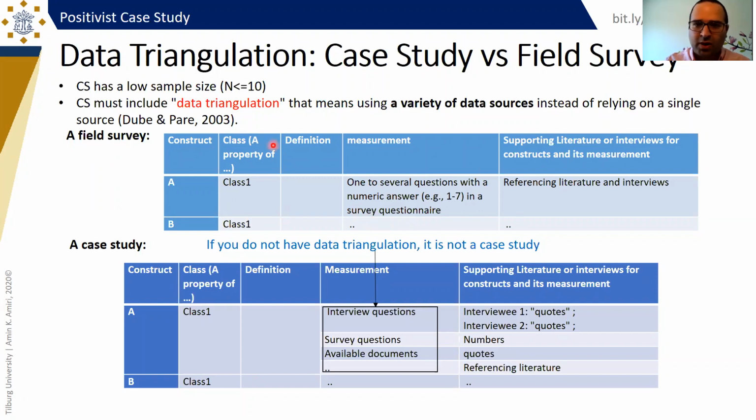So you see, this is the table of constructs that you just saw. In a case study, in addition to the survey questions, you need to have interview questions. You need to get some secondary documents. You need to have some quotes from interviewee 1 and interviewee 2. That means you need to have 2 interviewees per construct to provide enough support.